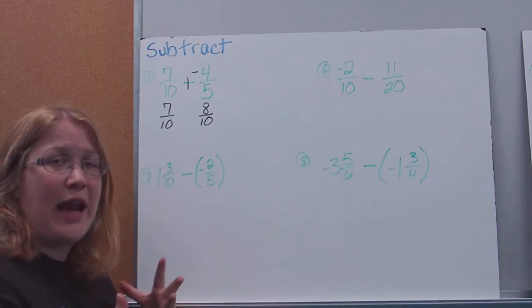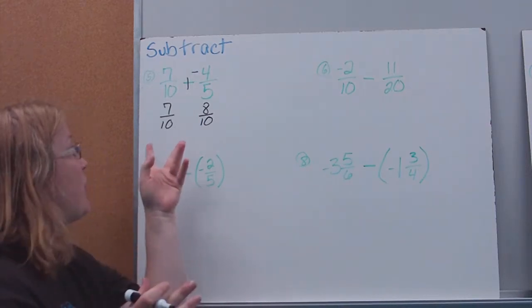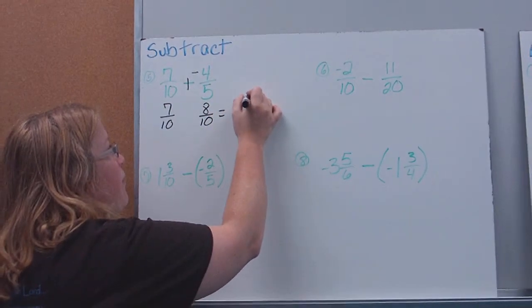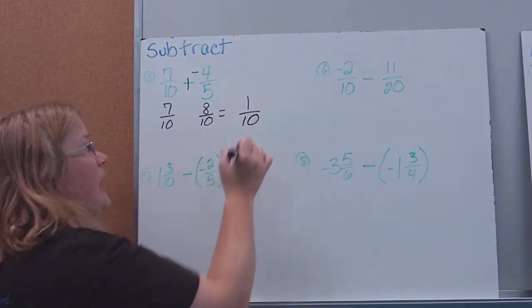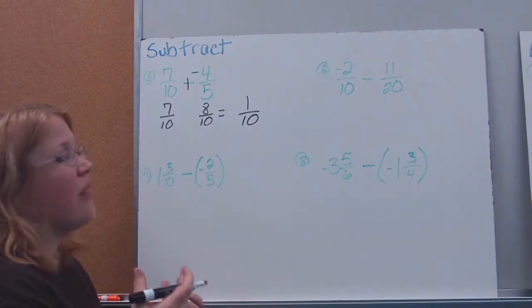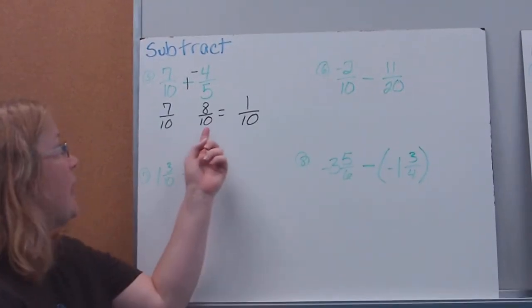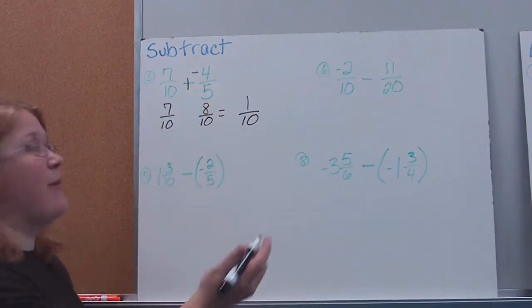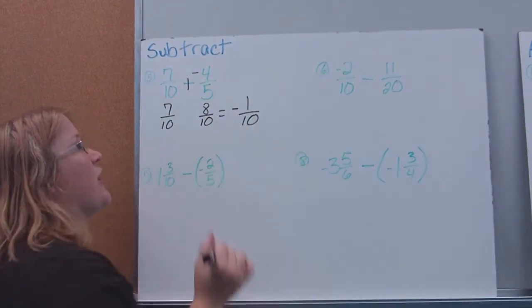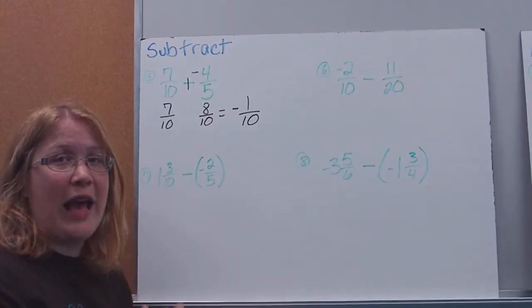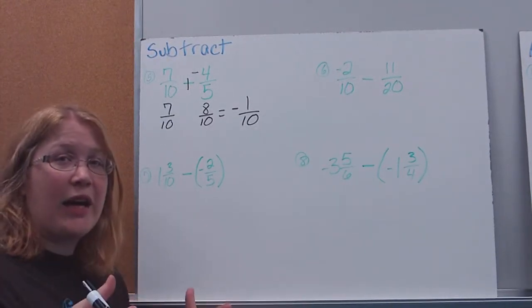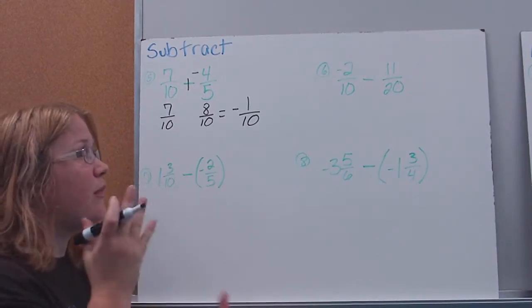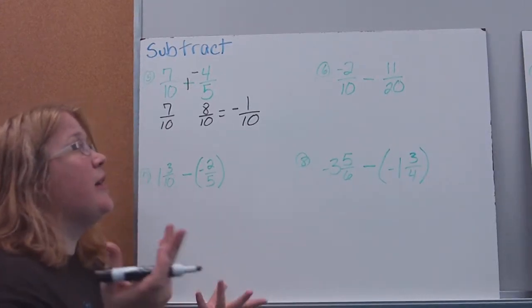My rules tell me now to take the absolute values, which I've written here, and subtract them. So 8 minus 7 is 1. Keep my denominator, 1/10. Then I need to know what my sign is going to be. 8 was my bigger value. In my original problem, that became the negative number, so my answer is negative 1/10. So you'll notice we're keeping a lot in our head. We have to remember our fraction rules, we have to remember our integer rules, and it is a lot.